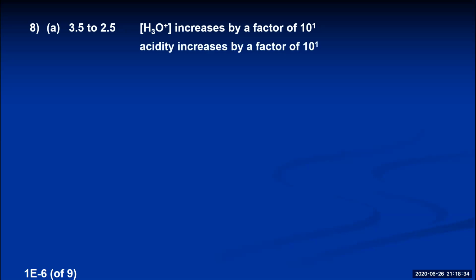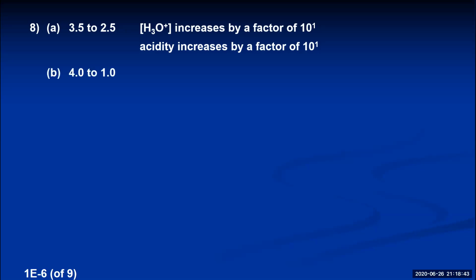First one, the pH goes from 3.5 to 2.5. Anytime the pH goes down, the solution is becoming more acidic. Now, how much more acidic? We're going down 1 pH unit, and because pH is a logarithmic value, when you go down 1 unit, you're going down by a factor of 10 to the first. So we would say, as you decrease the pH, the hydronium concentration would increase by a factor of 10 to the first. So the solution has a concentration of hydronium ions 10 times higher if the pH goes down by 1 pH unit. And therefore, we would say the acidity increases by a factor of 10. The solution is 10 times more acidic.